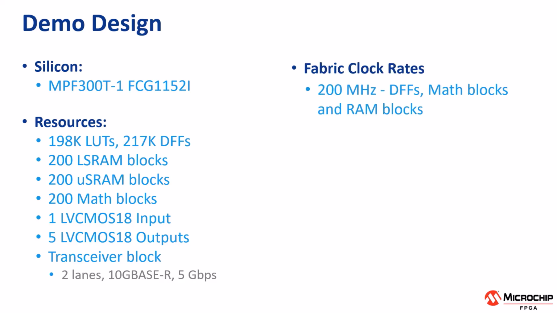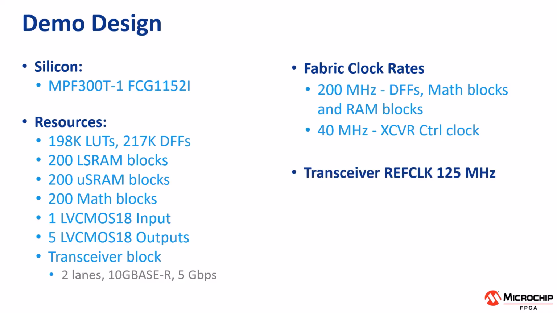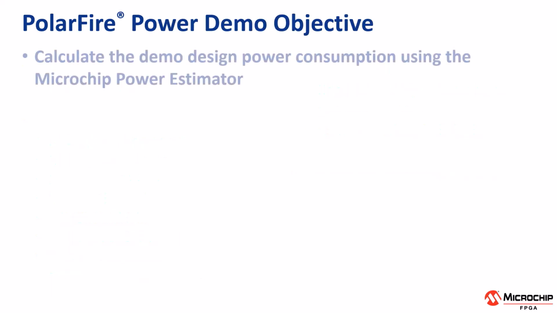The D flip-flops, math blocks, and RAM blocks in the FPGA logic block are clocked at 200 MHz. There is also a 40 MHz clock for the transceiver control logic. An external 125 MHz oscillator provides the transceiver reference clock. The objective of this demo is to calculate the power consumption for the design using the Microchip Power Estimator for PolarFire.